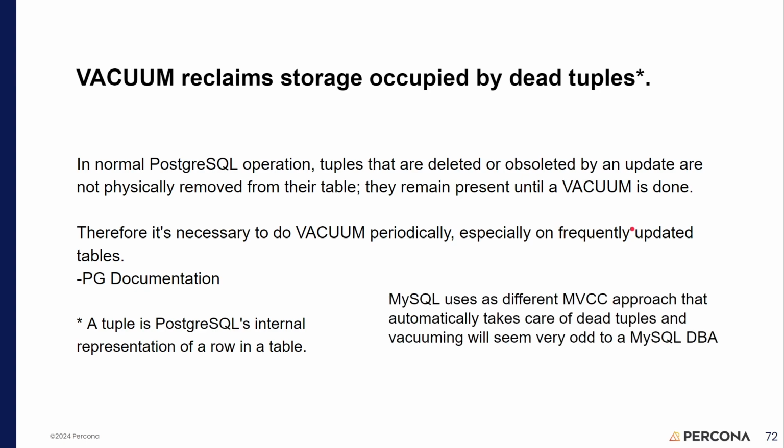Now, MySQL uses a different MVCC system. Both are keeping track of various versions of the data. MySQL cleans up after itself on the way, where Postgres keeps them around. It's different, not better or worse. MySQL does this for you, and it does seem odd to a MySQL DBA to have something called vacuum running on your tables. It's okay. There's some good news coming.